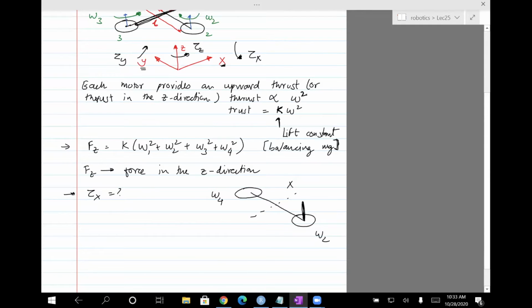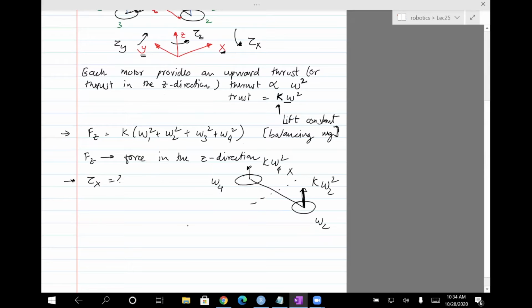But what's important is that they are generating a thrust, which is equal to k times omega 2 squared, which comes from here, right? And this one is generating a thrust of k times omega 4 squared. So in order to spin about the x-axis, if you spin one of them, omega 2, faster than omega 4, then you will see that this quadcopter actually spins about the x-axis, and that's basically the whole idea. Actually, I showed this in the opposite direction. It should be counterclockwise when viewed along the positive x-axis, so it should be this way.